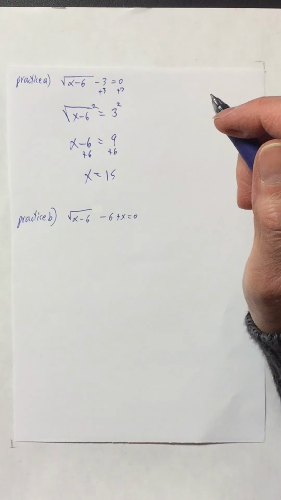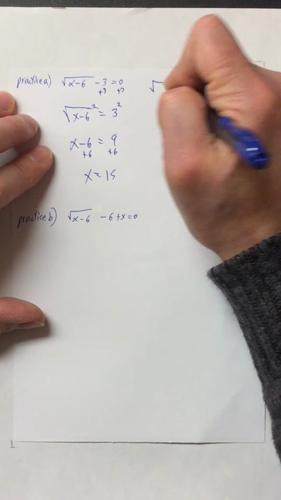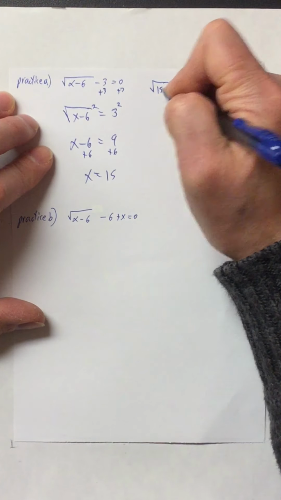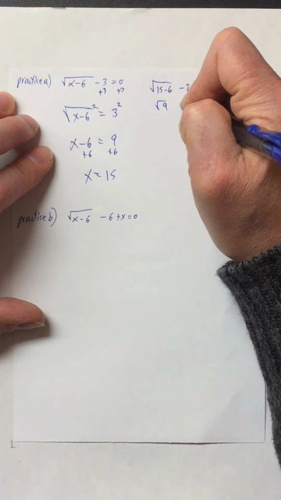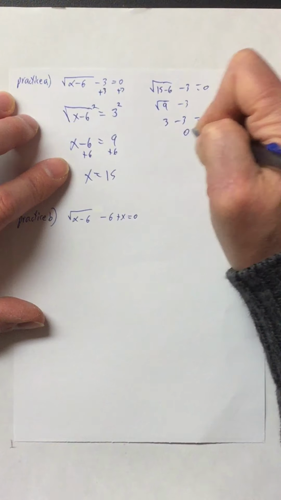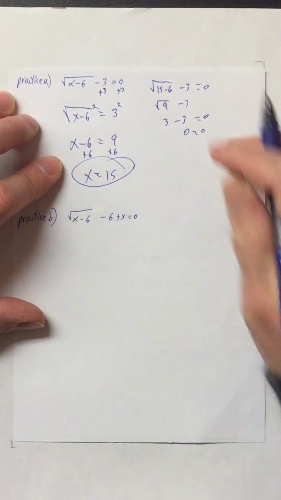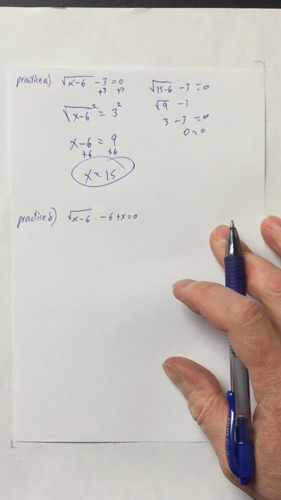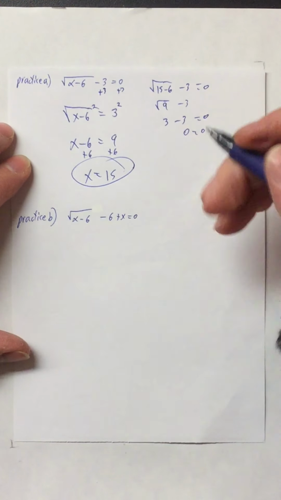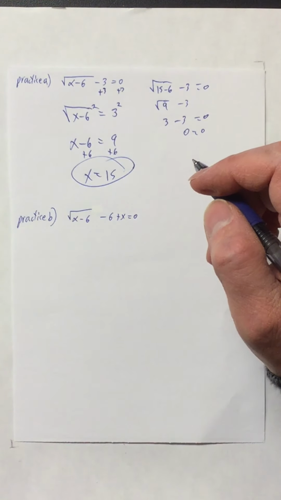Let's put it back in to check it. Square root of 15 minus 6 minus 3 equals 0. 15 minus 6 is 9. Square root of 9 is 3. 3 minus 3. That one does work. This is a valid answer. And I'm going to check that with my work here. Yep, there we go.